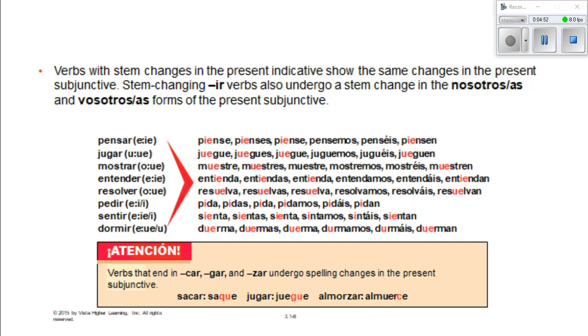Okay, please remember your car, gar, and zar verbs that undergo the spelling changes to keep the same sound. So sacar goes to saque, jugar goes to juegue, y almorzar goes to almuerce. So car to QU, gar to GU, y zar to C.